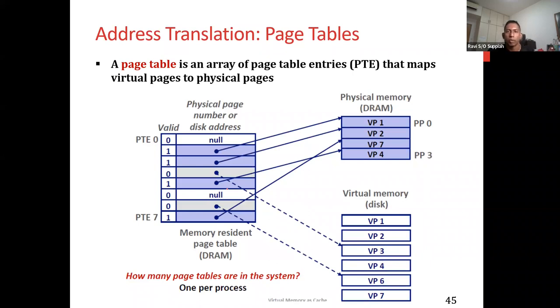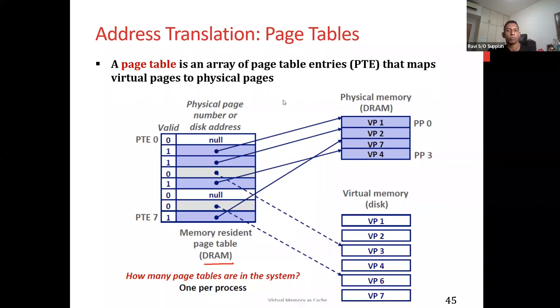In terms of translation, what happens is that within the DRAM, we maintain what we call a page table. This page table is basically a table of entries, and it maps a particular entry to the physical DRAM or to the virtual disk. Is it a hash table? You can think of it as a hash table, because a hash table also relates one input to one output.